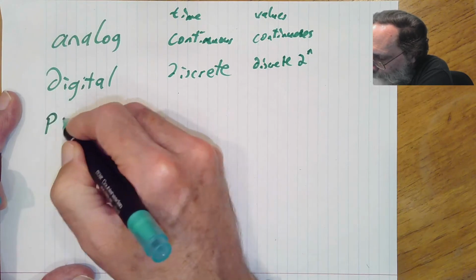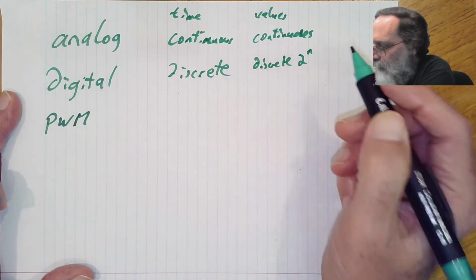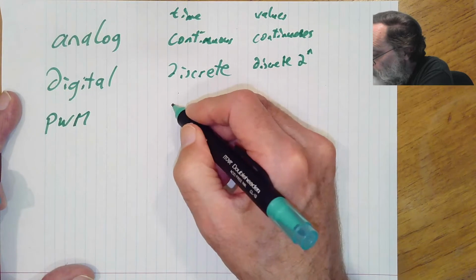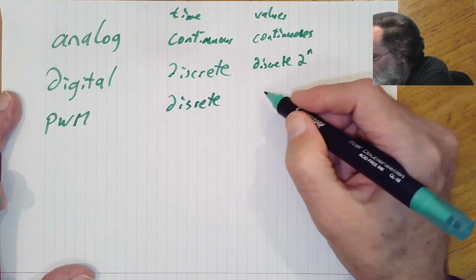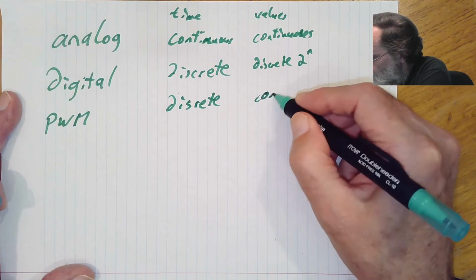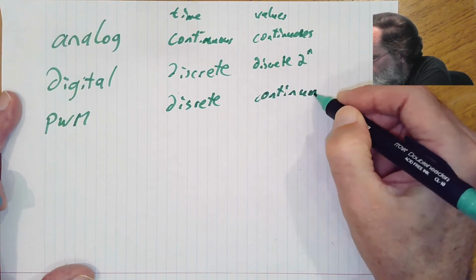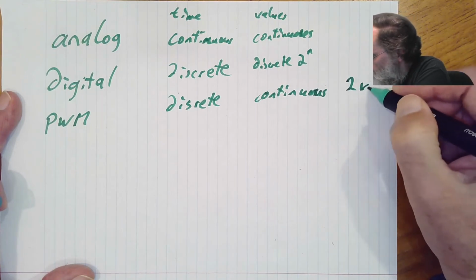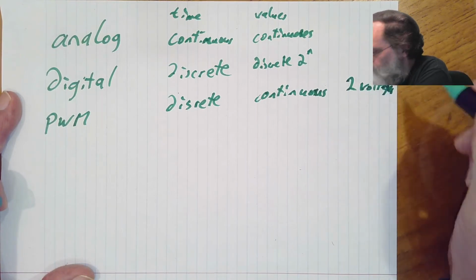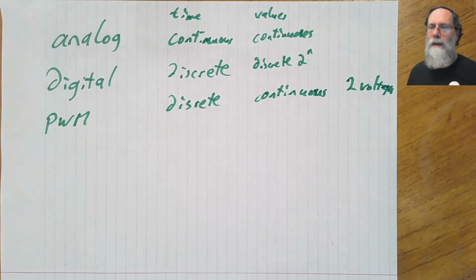PWM has discrete time. It has continuous values, and it has only two voltages. Now wait a second, you say. How can it be continuous values with only two voltages?